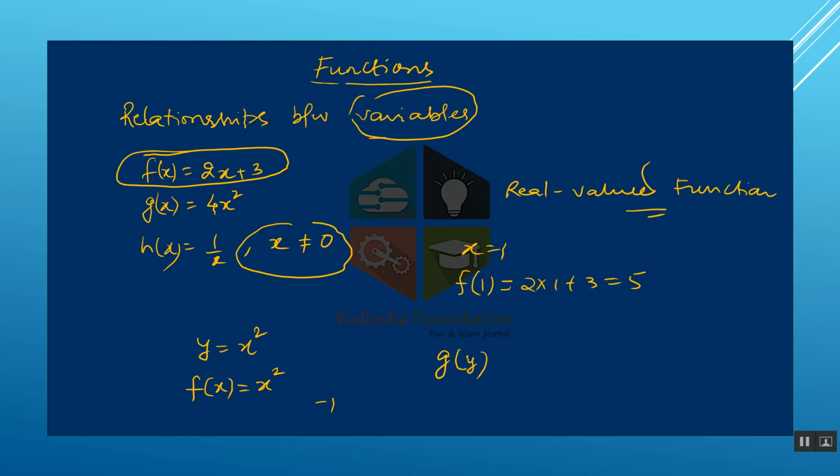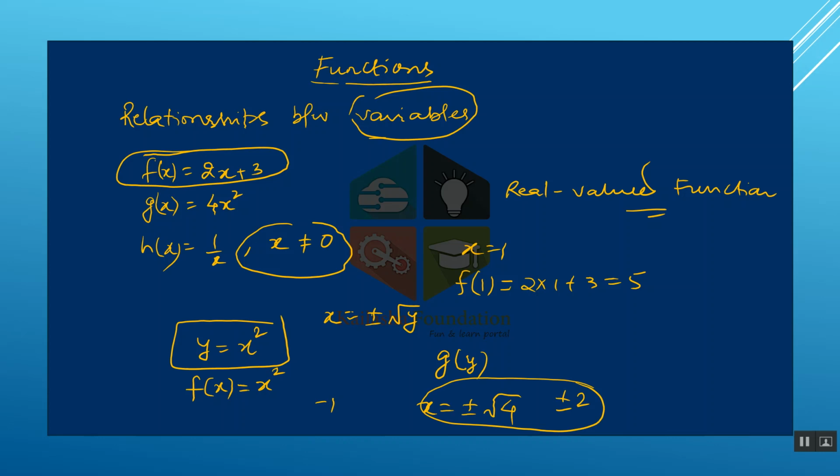g(y) is a function over y, then what is x? x is equal to plus minus root y. That means if we put y is equal to 4, then we get x is equal to plus minus root 4, that is plus minus 2. We are getting two answers, and if we are getting more than one answer, it is not a function. So from this side it is a function, but from the opposite side it is not a function.